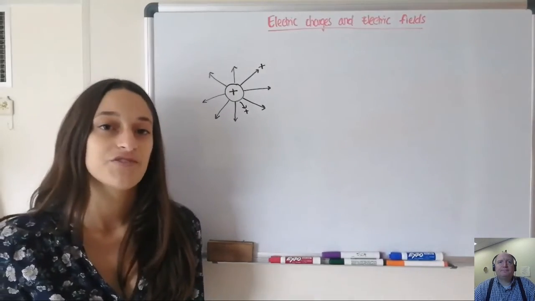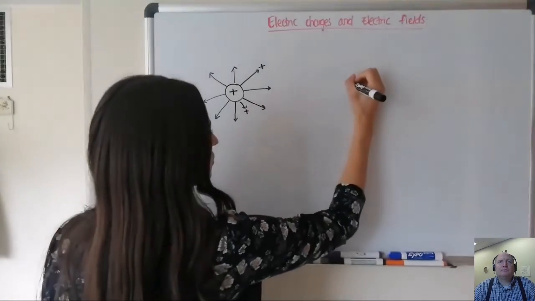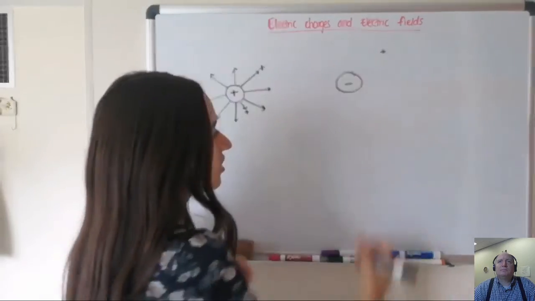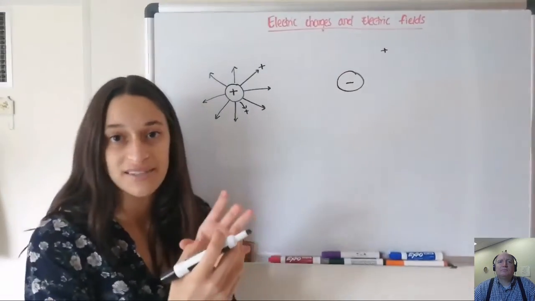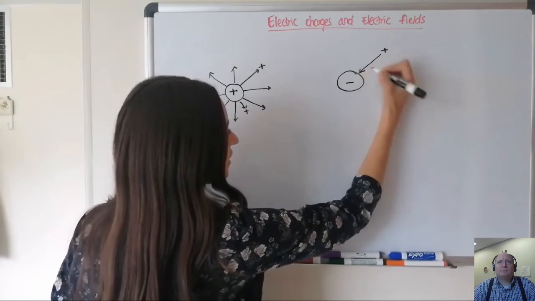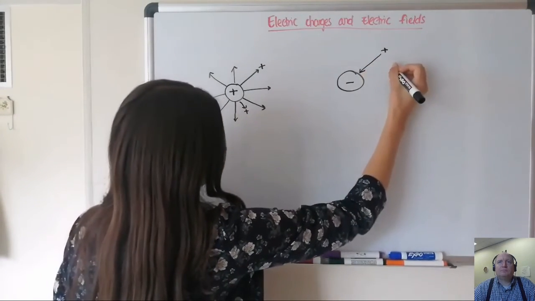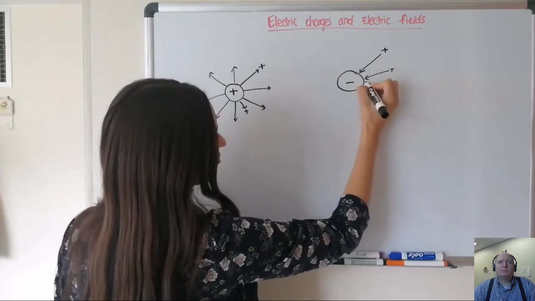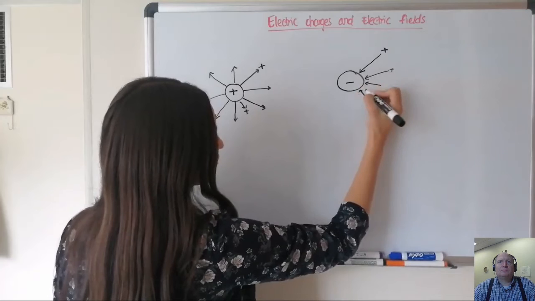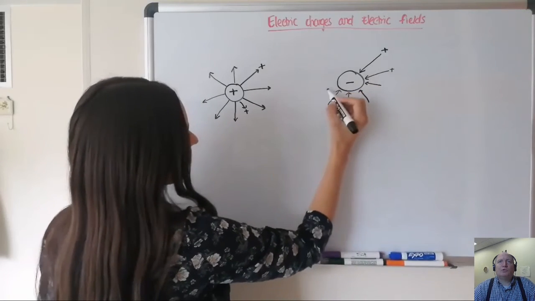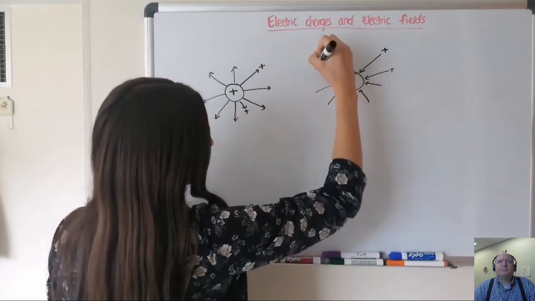If we have a negative charge, it's going to be the opposite. If we have a negative charge and we place a positive charge, because positive and negative attract, this positive charge will feel a force towards the negative charge. A positive charge over here would feel a force towards this negative charge. So how we represent an electric field for a negative charge is with arrows going towards it, the opposite to a positive charge.